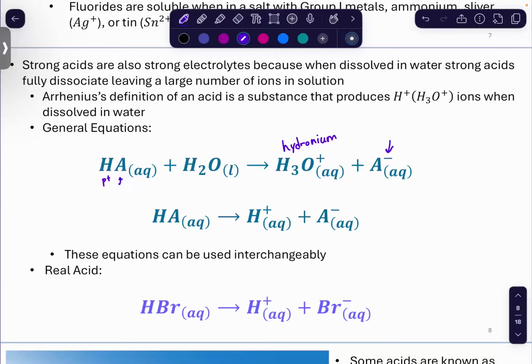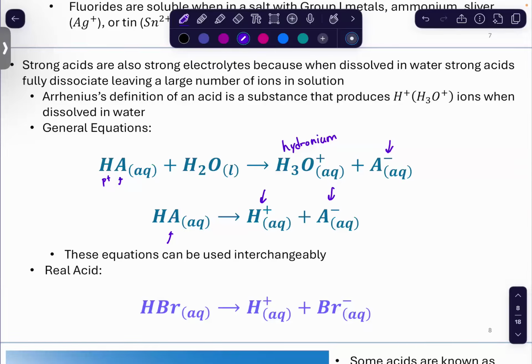And you're going to get the negative ion, the conjugate base of the acid. That's a second semester thing. Now, I put another generalized equation below that, which is the dissociation of your acid into a proton and the negative ion from the acid. These two are the exact same thing. You can use these types of formats interchangeably.